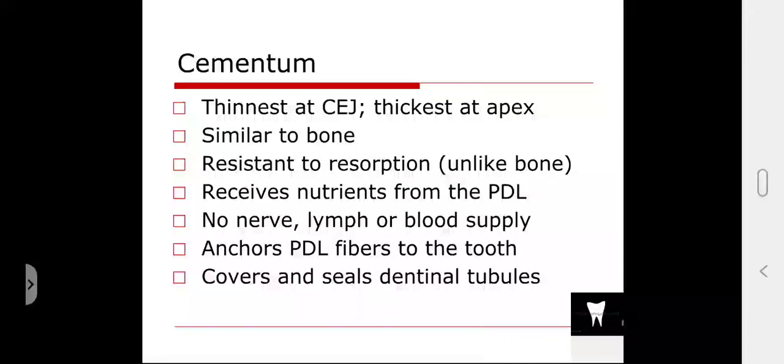Let's talk a little bit about the cementum. It's thinnest at the cemento-enamel junction, or CEJ, and it's thickest at the apex. It's similar to bone. It's such a vital support system in our body. It's resistant to resorption, unlike bone. It receives nutrients from the PDL, which we talked about. No nerve, lymph, or blood supply. It anchors the PDL fibers to the tooth and covers and seals dentinal tubules.